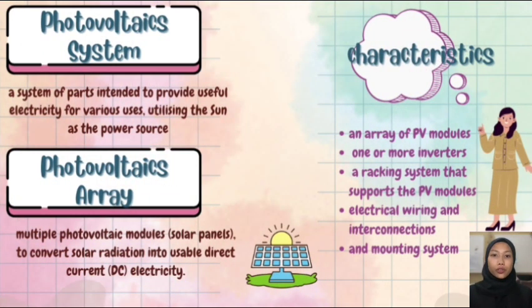We go through to the photovoltaic system, a system of parts intended to provide useful electricity for various users, utilizing the sun as the power source. Next, the photovoltaic array is multiple photovoltaic modules, solar panels, that convert solar radiation into usable direct current (DC) electricity. The characteristics of photovoltaics are an array of PV modules, one or more inverters, and a racking system that supports the PV modules. It also comes with electrical wiring, interconnections, and mounting systems.